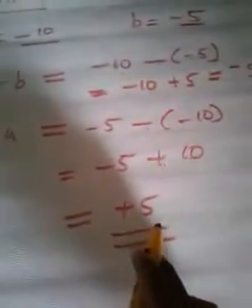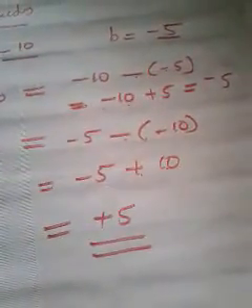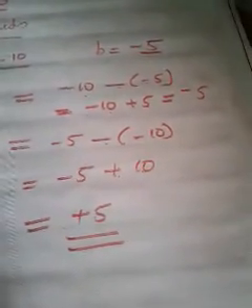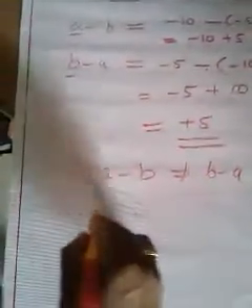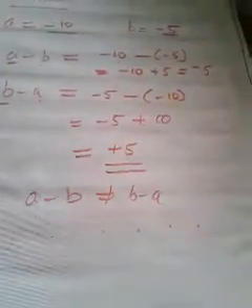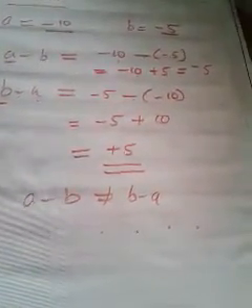That means when we calculate a minus b, I got -5. When I calculate b minus a, I got +5. Can I say that both numbers are equal? No, both numbers are different. That means with this example itself, we can say a minus b is not equal to b minus a. Then what can we conclude? Subtraction is not commutative in integers.